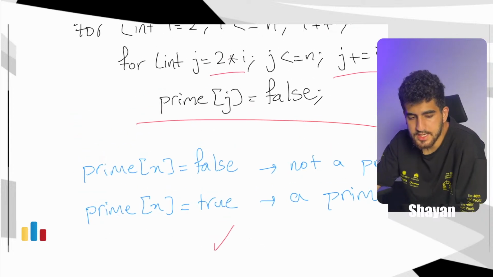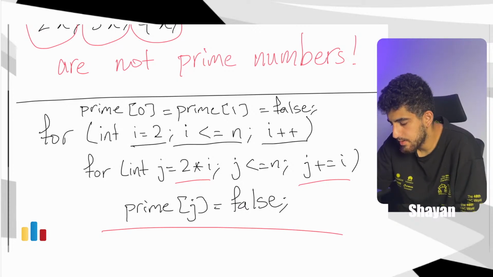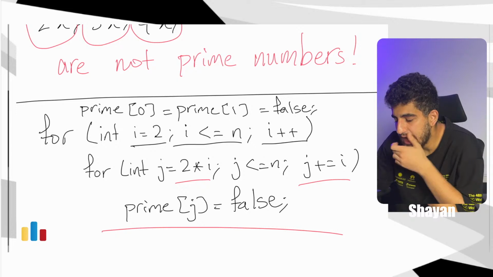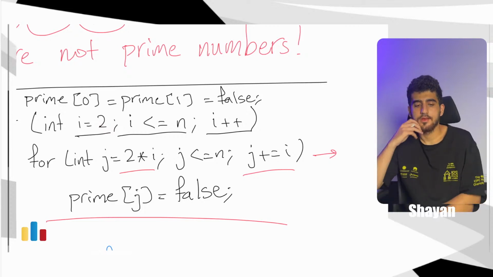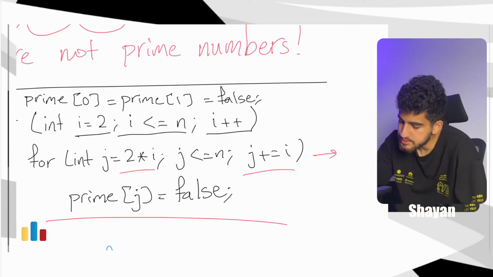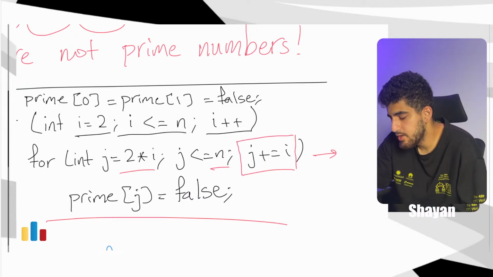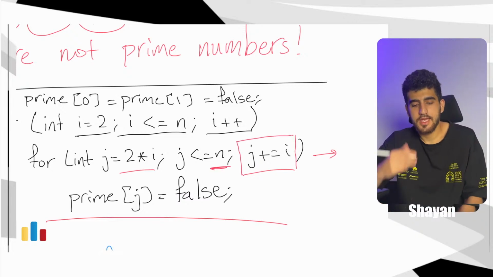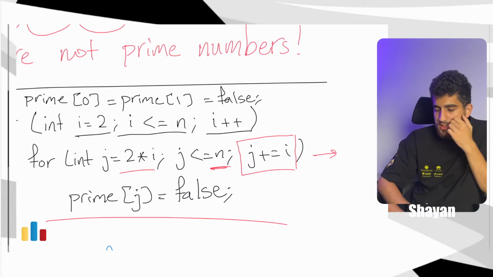Let's take a look at what we are doing here. We start from I equal to 2 and go to n, I plus plus. Each time we are adding I to j. So how many times will this for loop be executed? We start from 2 times I, but the most important thing is that we are adding I to j each time, and we go to n. So what does it mean?